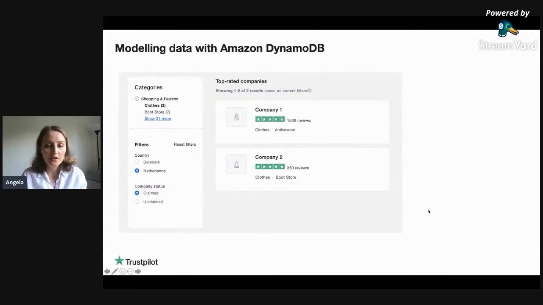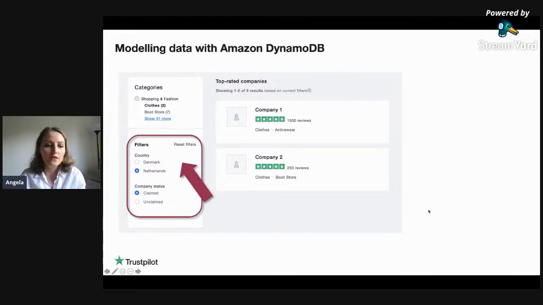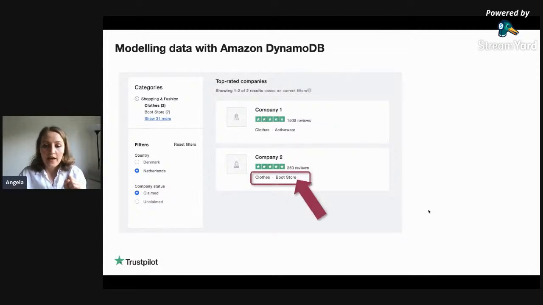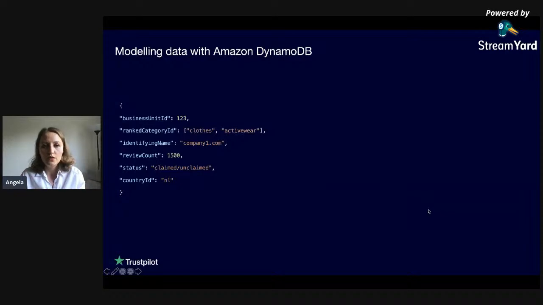So we have this category page, and what we need to do is to get the list of businesses for a specific category. In this case, we have the clothes category. And then we need to filter the businesses based on the country and the company status. And here it can be claimed and unclaimed. And then I want this list to be ordered by the number of reviews in descending order. So that's the first thing that I need to do. And then the second part is to get the list of categories that a company is part of. So now let's see how we model this data in DynamoDB.